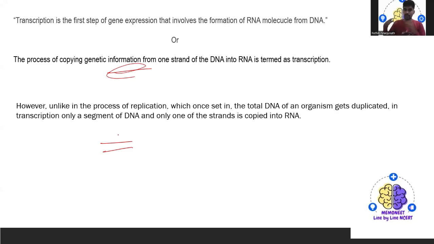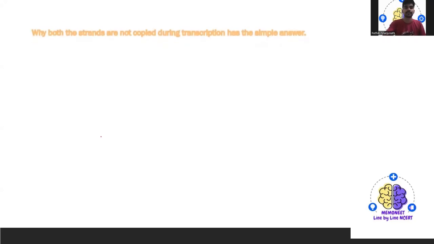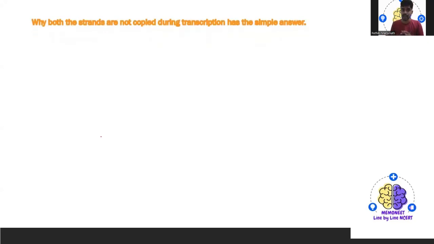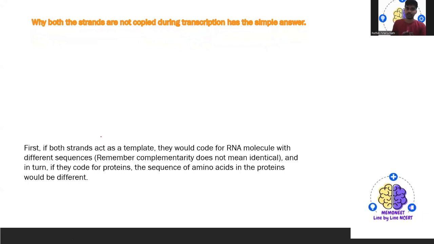But in transcription, what we have to concentrate on is the individual segment of the DNA. Say this is a single segment of the DNA, so that will be copied into RNA. That is what they're saying, right? So why are both strands not copied during transcription? Here we actually have a simple answer for that.